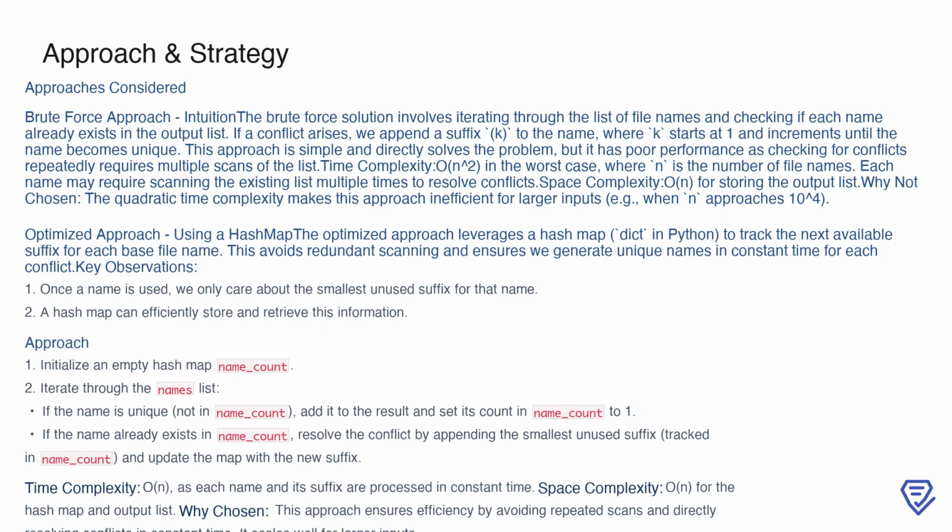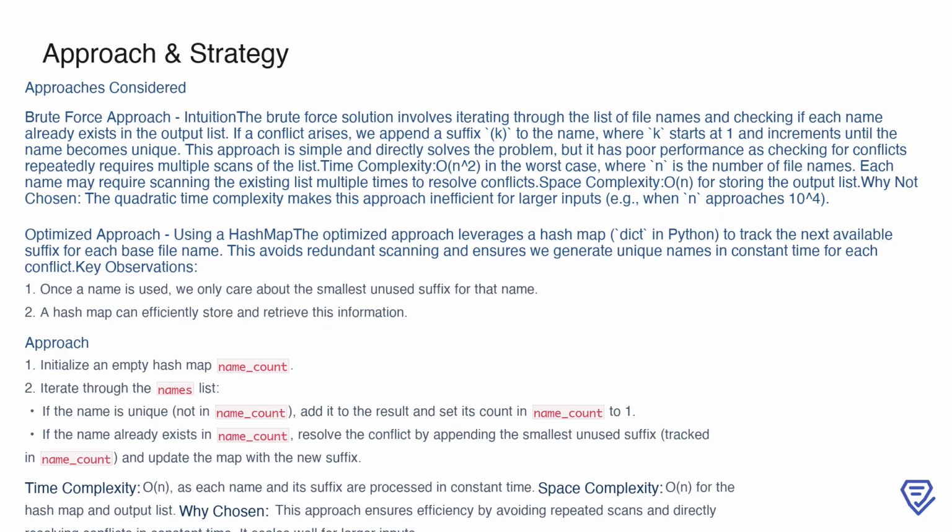Specifically, we start with an empty hash map called name_count and iterate over the list of names. If a name is not yet in the hash map, we add it directly to the result and set its count to 1. However, if a conflict arises, we use the smallest available suffix, tracked in the hash map, to create a unique name, and then update the map accordingly.